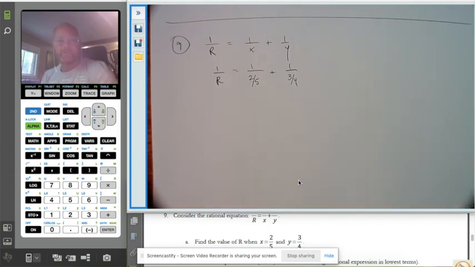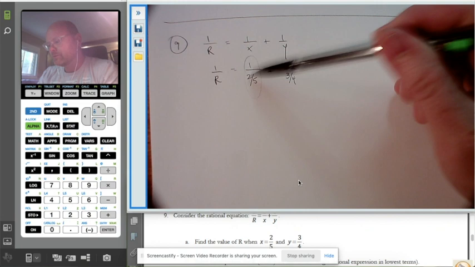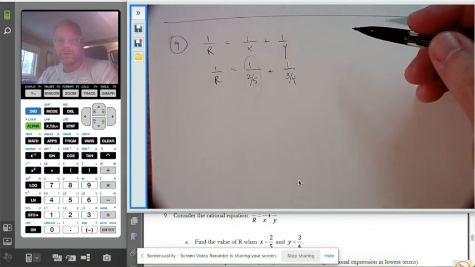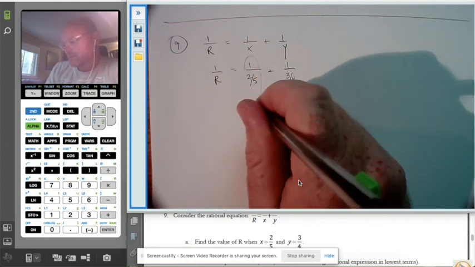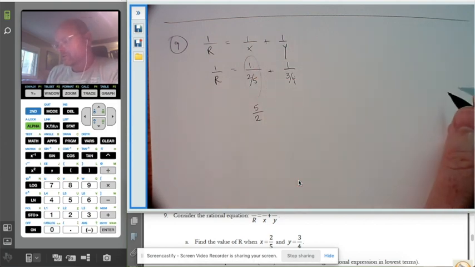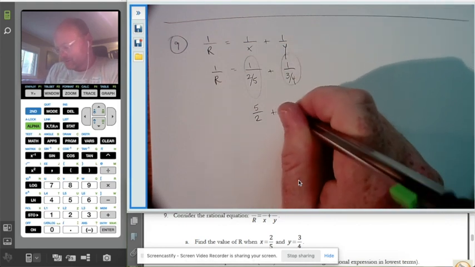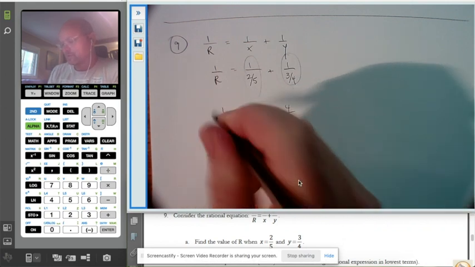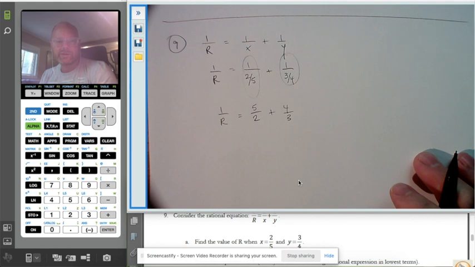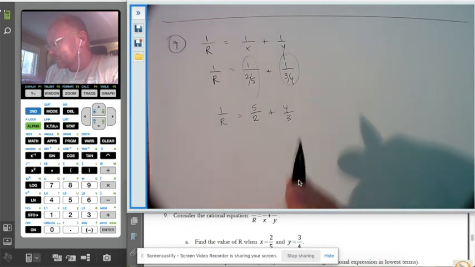When I think about trying to solve this equation, I'm noticing immediately that 1 over 2/5, 1 divided by 2/5, I can just write the reciprocal of 2/5. So 1 over 2/5 is just 5 over 2. Just turn the fraction upside down. 1 over 3/4 is, turn the fraction upside down, 4/3. And apparently when you add those two together, you get 1 over r. So let's add those two expressions together: 5/2 plus 4/3.